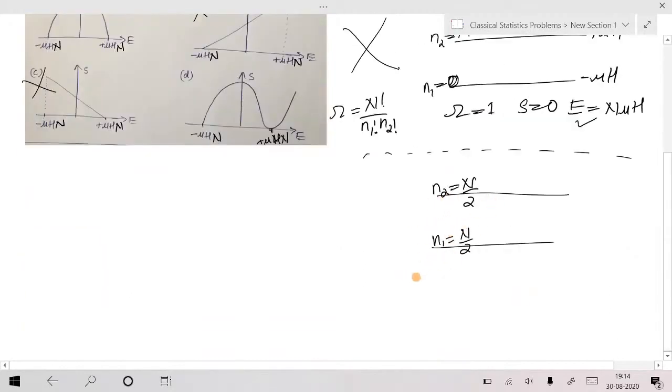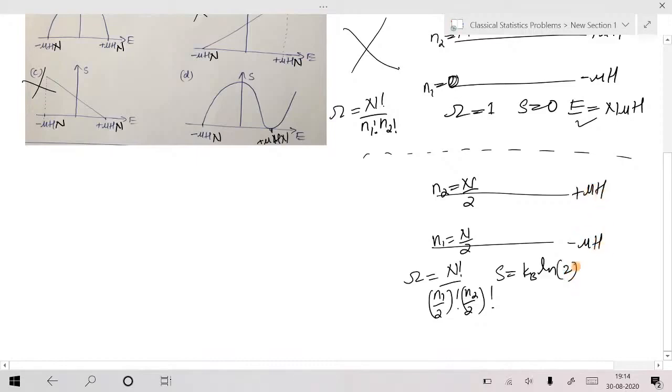Since N is very large, in this case you can write this as N factorial divided by N1 by 2 factorial, N2 by 2 factorial, but you can use the Stirling approximation to write entropy is equal to k_B log of the number of levels, minus mu h, plus mu h, so 2 to the power N. And in this situation, your total energy is equal to N by 2 into minus mu h added with N by 2 into plus mu h, that's equal to 0.